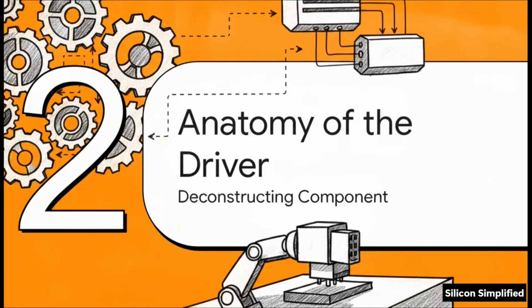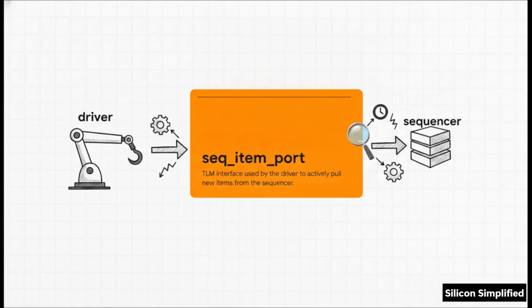Moving right along to Section 2, Anatomy of the Driver. Let's deconstruct this component. The absolute most crucial point to understand here is that the driver operates in pull mode. It actively requests work rather than sitting around waiting passively for data to be pushed to it. This is a defining characteristic of the UVM driver. It uses a specialized transaction-level modeling, or TLM port, called the seq_item_port.